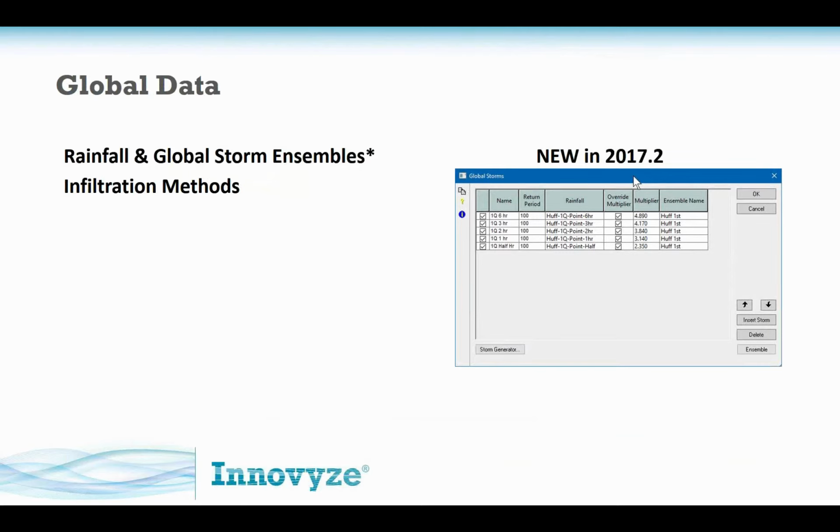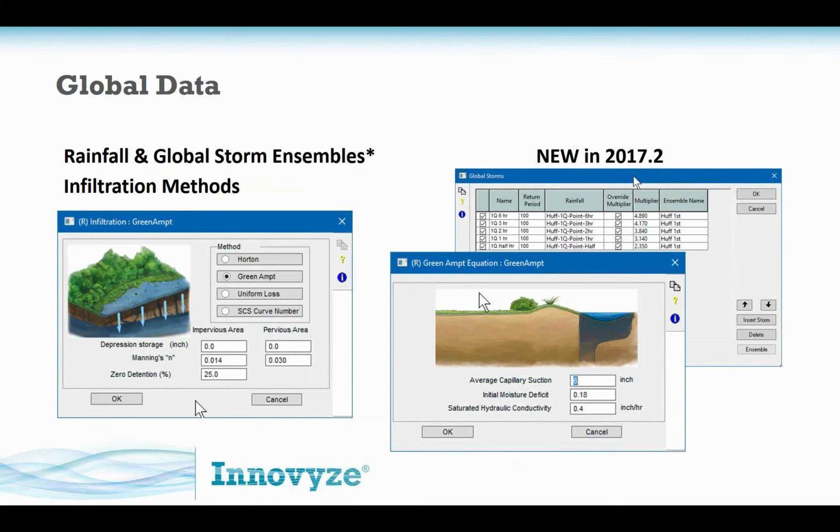Infiltration methods, again, part of global data. So we can have a Green-Ampt infiltration based on some of the soil properties that we have. That all can be baked into your template via the global database.